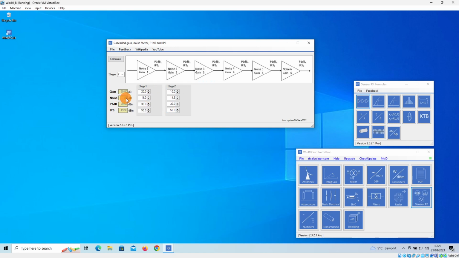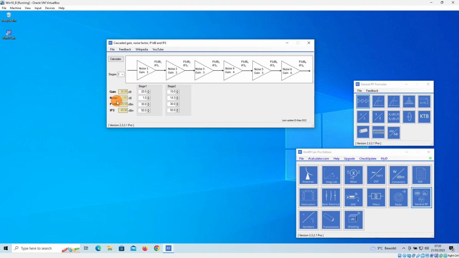Then what you see immediately is that the calculations are done immediately when you change the numbers. The noise factor is 1.81, so the noise factor of this amplifier, 14.3, with this one in front and a gain of 20, results in 1.81 dB.